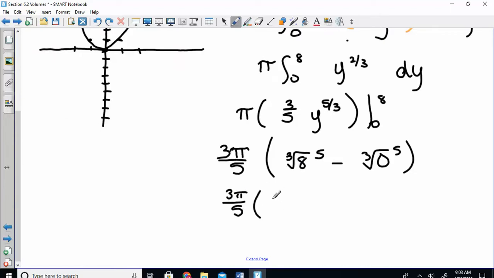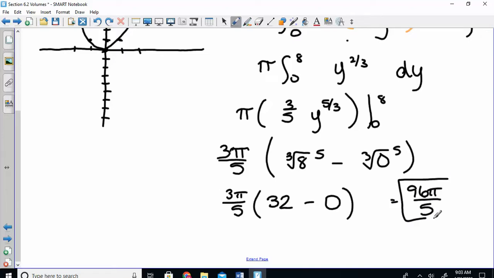So the cube root of 8 is 2. 2 to the 5th power is 32. Cube root of 0 is 0, to the 5th is 0. So then 32 times 3 gives us 96 pi over 5.